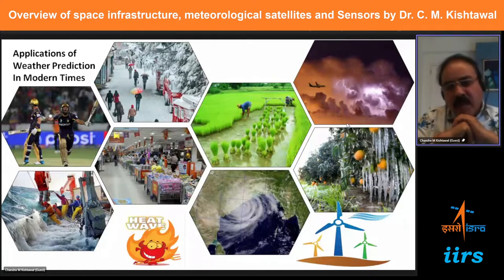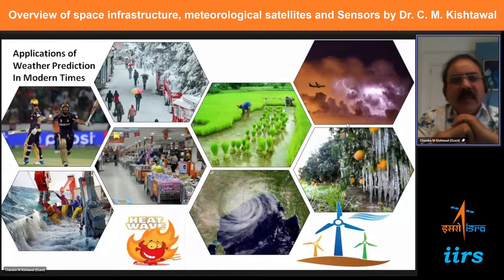So basically, the purpose of all the meteorological satellites is operational. Operational means, first, to understand the weather, and the ultimate objective is to predict the weather. Somehow all the weather satellites, all the meteorological satellites, have a common purpose: to improve the weather prediction. And that is very fundamental to this.